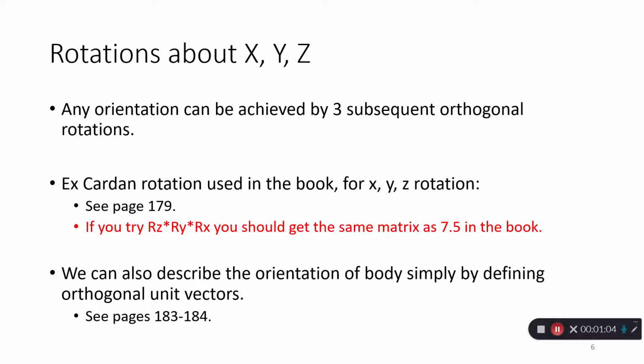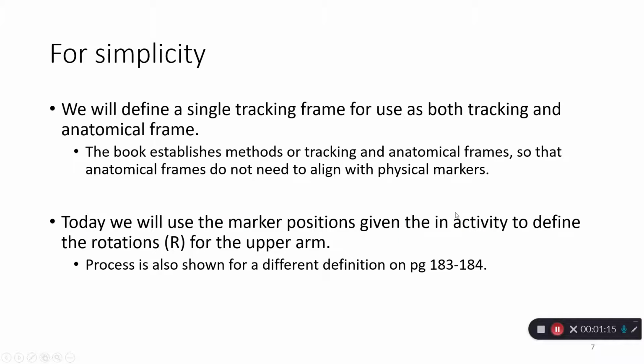Again, you can also see the examples for this by following along in the book. We're going to use a different set of values than given in the book, but the process is basically the same. So what do we do here? For simplicity, we're going to track a single frame, and we're going to say that the anatomical frame and the marker frame are the same frame. So we're not going to calculate a difference in orientation between the tracked frame using the markers and the anatomical frame, or basically the bones, inside the system that's being tracked.